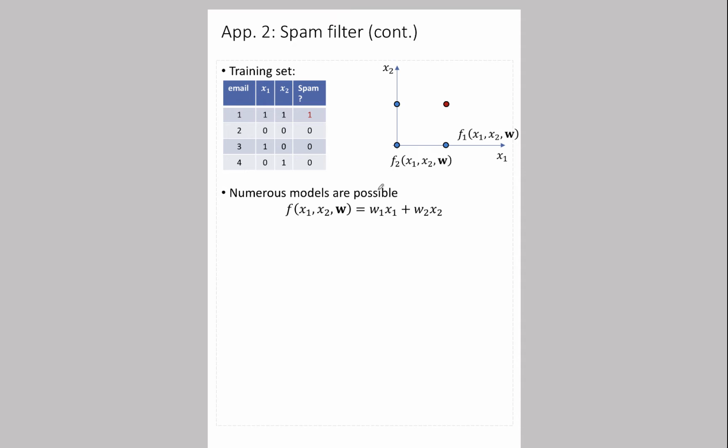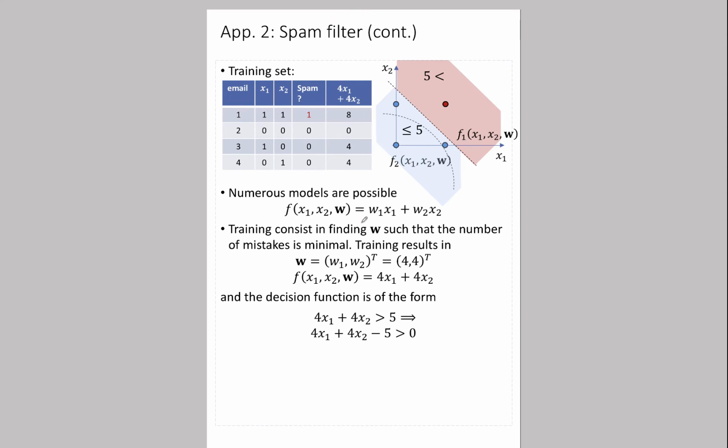There are a number of applicable models here, including the nonlinear models. We choose a simple linear model. The model f has 2 parameters, w1 and w2, that form a vector of unknown parameters w. The training consists in finding such w that the number of mistakes is minimal, ideally perfectly separating ham and spam emails. Although, as we discuss later, sometimes we purposely allow for a small number of mistakes. As a result of training, we have the following vector of weights. And the model is then given by this expression.